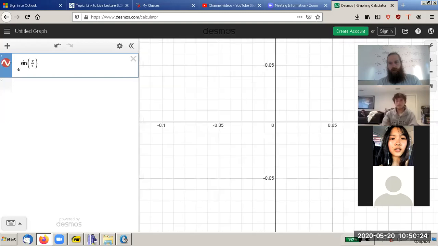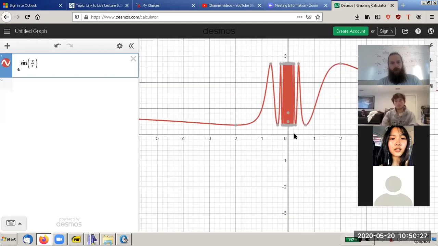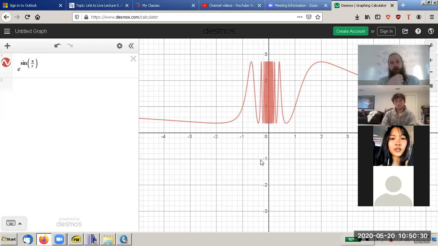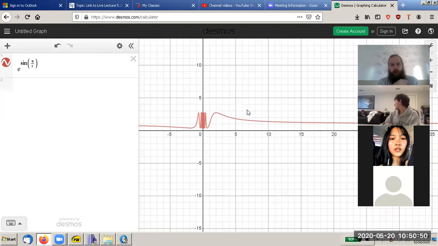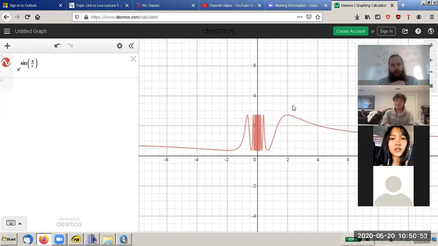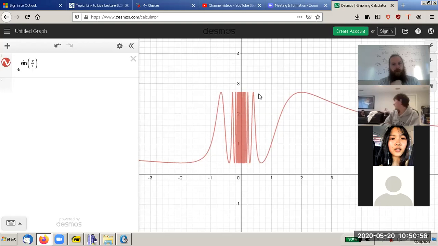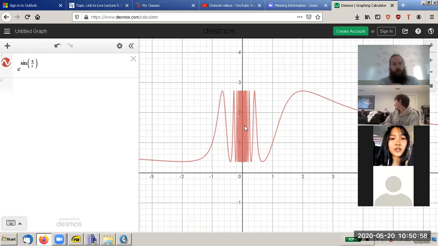Zoom out. Here is e raised to the sine of pi over x. You see, it does the same sort of crazy thing that sine 1 over x does. Similar, not identical. The e raised to that power is going to do a few things. First off, it's going to make everything positive, because exponential functions never output any negatives. And then secondly, it's going to make the shape of the graph a little bit different. But the core problem is still here, and that's the really rapid oscillation as x gets close to zero.